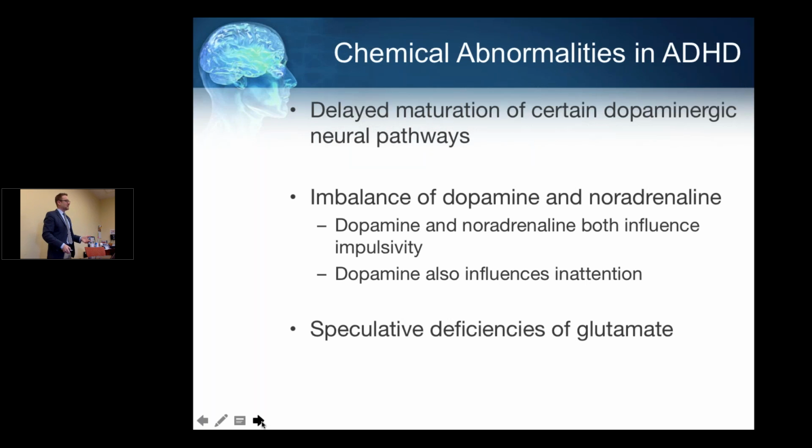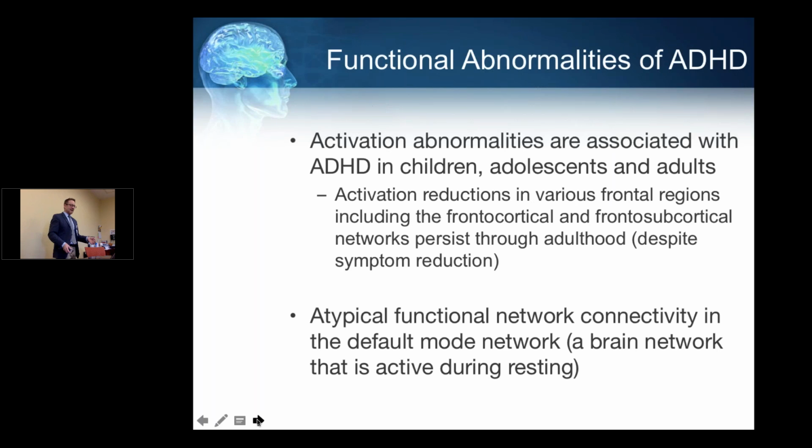So what happens in ADD chemically? And then I'm going to go through the different pathways of attention. There's a delayed maturation of certain dopaminergic neural pathways, meaning dopamine. And there's an imbalance between noradrenaline and dopamine. They both have to do with impulsivity, and dopamine is also directly tied to attention issues. And there may also be a problem with glutamate. Glutamate is excitatory as well, but the literature isn't as robust on that. So functionally, there are activation abnormalities with ADD for children, adolescents, and adults.